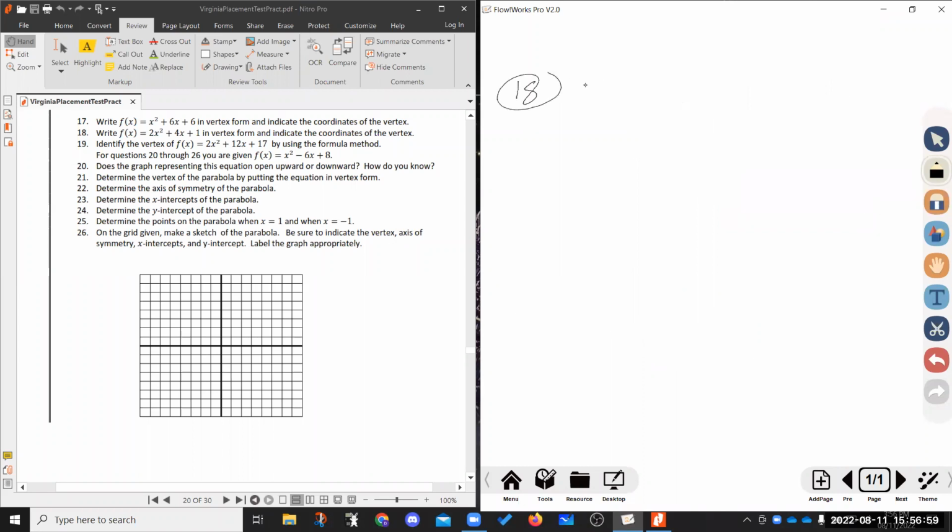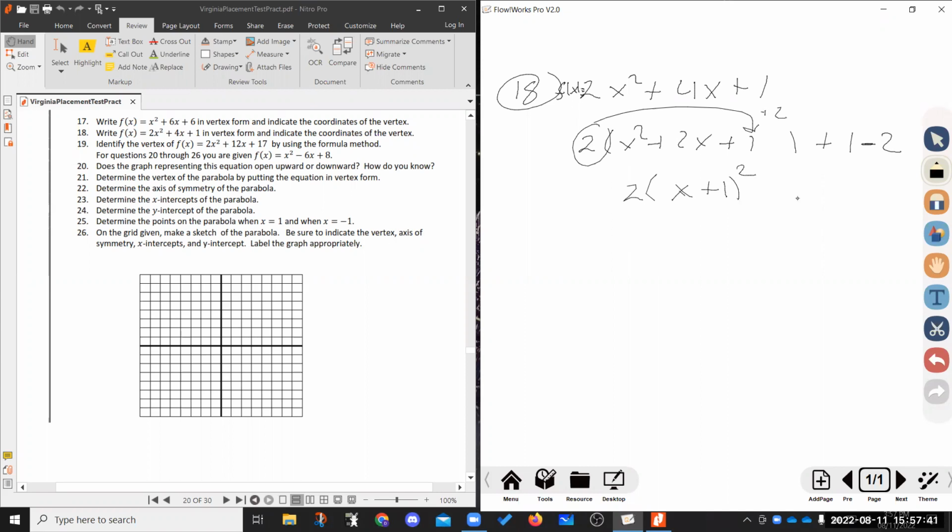Now number 18 asks 2x squared plus 4x plus 1 for f of x. I again want to complete the square, but this time the leading coefficient's not 1. So I need to pull it out of the x part, and leave the constant part alone off to the side. Half of the middle number squared is going to be 1. I just added 2 though. So I need to subtract 2 because 2 times 1 is plus 2. So I need to subtract 2 to balance it out. So this is 2 times quantity x plus 1 quantity squared minus 1, which is going to give me a vertex of -1, -1.